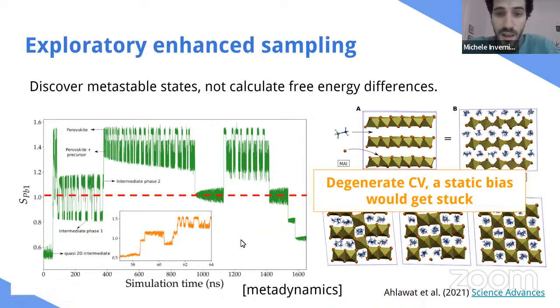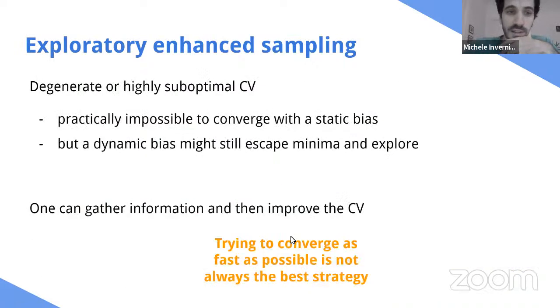distinguishing them. But instead, it turns out by using this quickly changing bias, we were able to actually observe this and discover these metastable states. So when you have a degenerate or a highly suboptimal collective variable, it might be practically impossible to converge if you use a static or quasi-static bias.